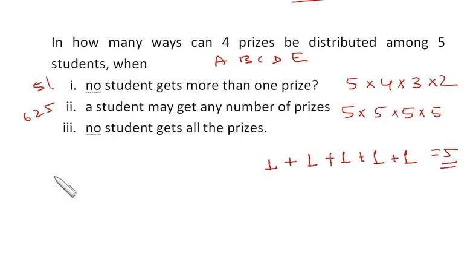So in all 625 ways are there minus these 5 ways. So in all 620 ways are there when no student is getting all the prizes because we deducted these 5 cases, right? So I hope you are clear.